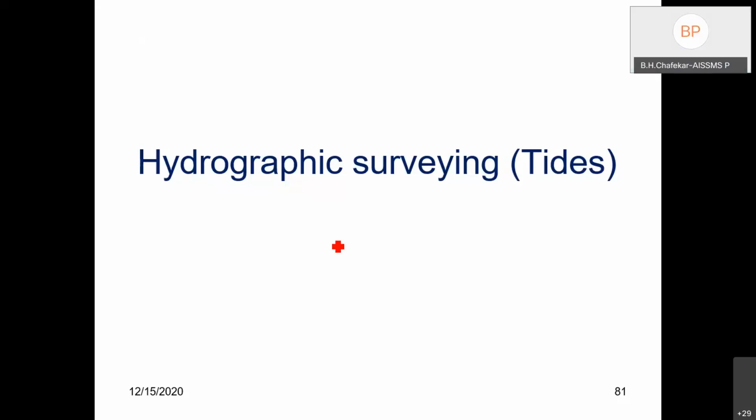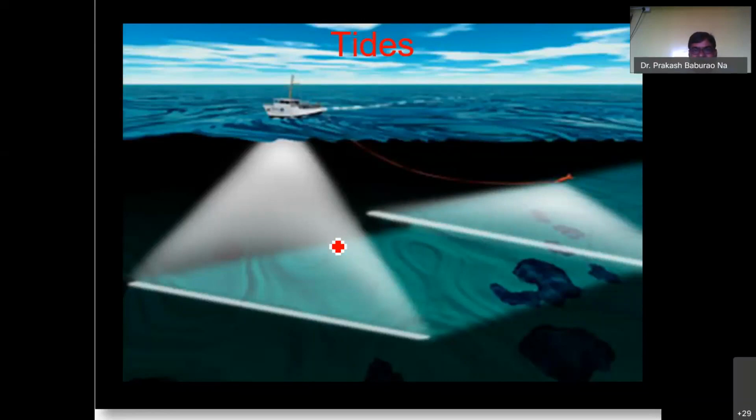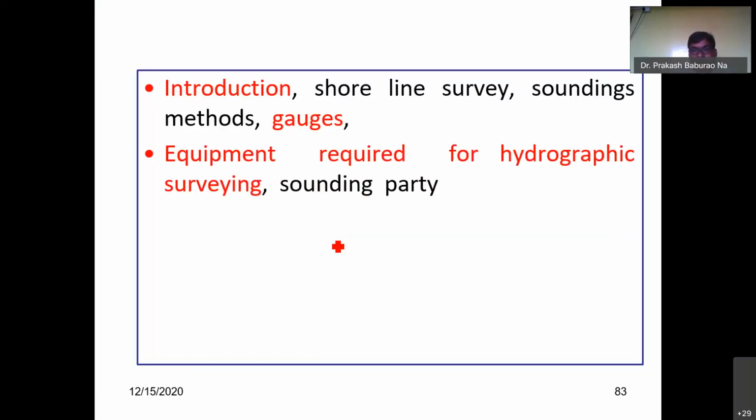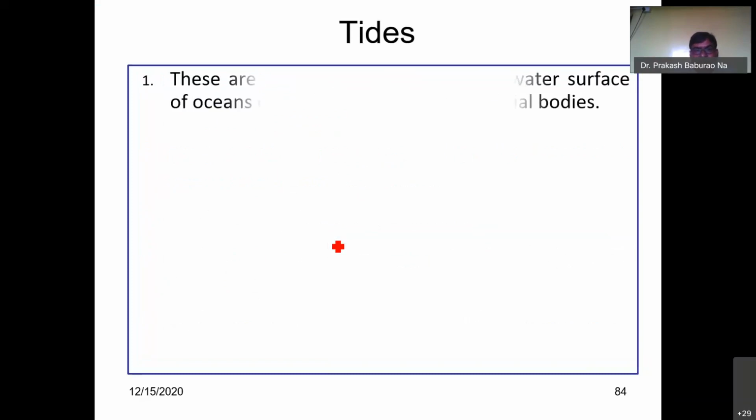So shall I continue the further part of my task, whatever is assigned by the coordinator, tides? The measurement of tides is also a major aspect behind hydrographic surveying. The part I have to cover here, introduction, shoreline survey, equipment, sounding path, I will go with the tides.